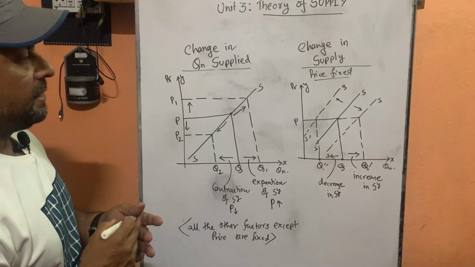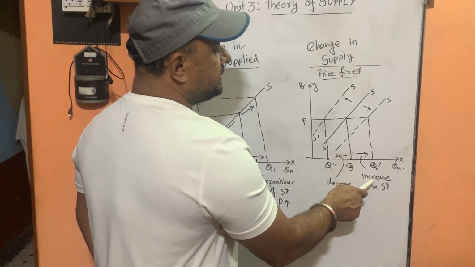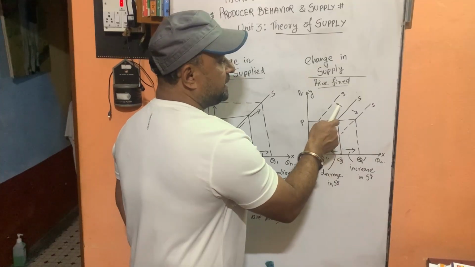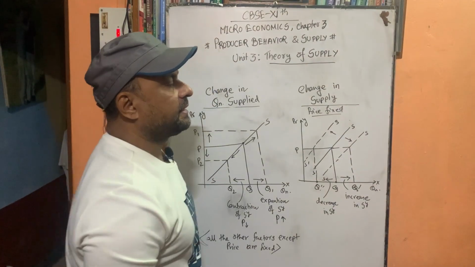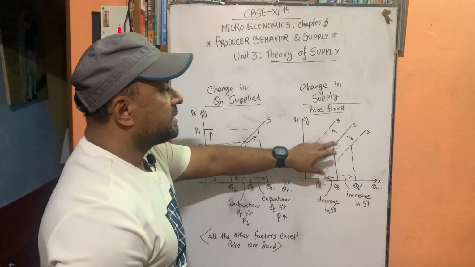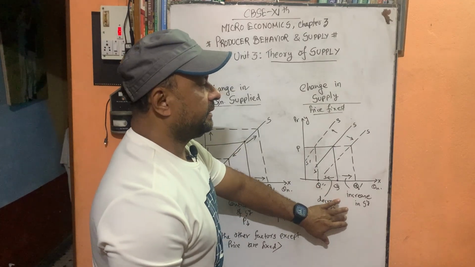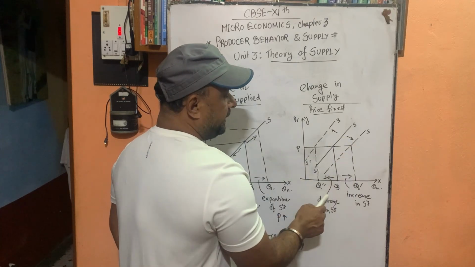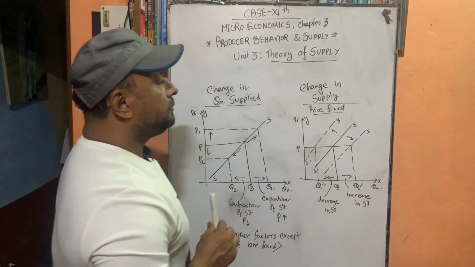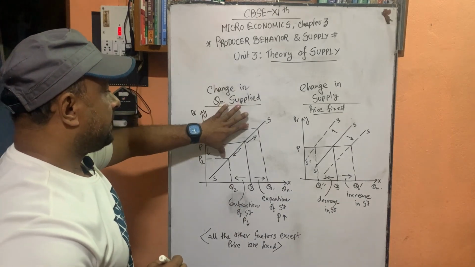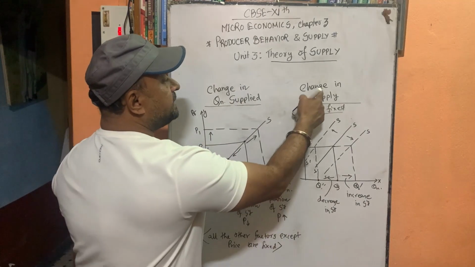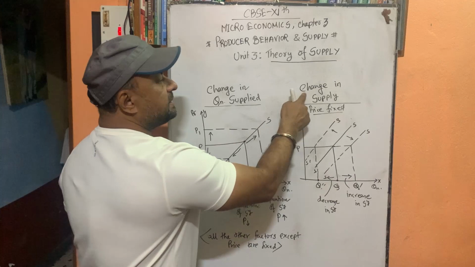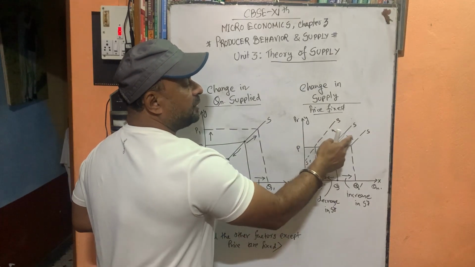So in change in supply, we get two things. One is increase in supply, another is decrease in supply. Increase in supply means due to change in the factors except price. Decrease in supply also is due to change in the factors except price. Change in the factors means except price, all the factors are changing. At that time the supply curve shifts. In increase, the supply curve shifts rightward. In decrease, the supply curve shifts backward. So in change in quantity supplied, the supply curve remains same, but in change in supply, there is shifting of the supply curve.